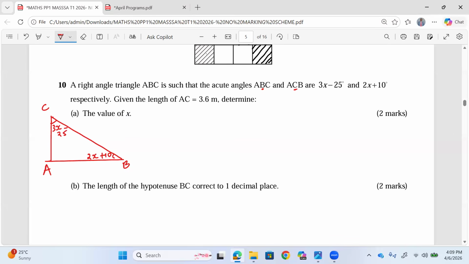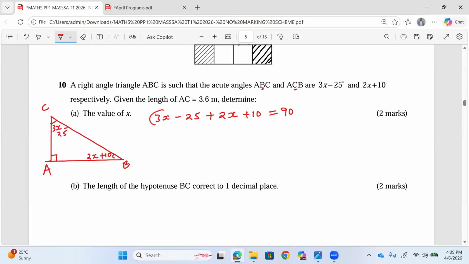So finding the value of x means, you know the two acute angles, this is already 90. So the other two should give us 90, so that the angles inside add up to 180. So 3x minus 25, when we add 2x and 10, we're supposed to get 90.